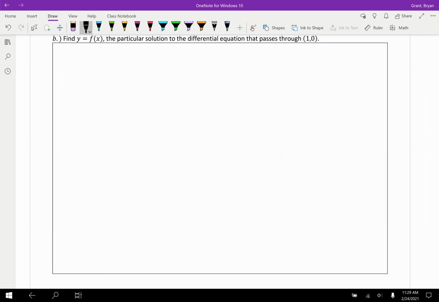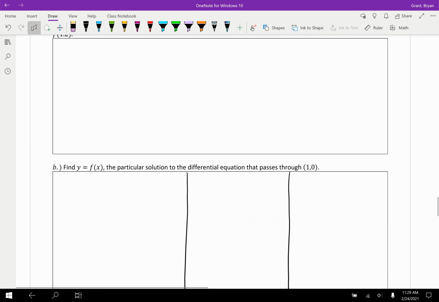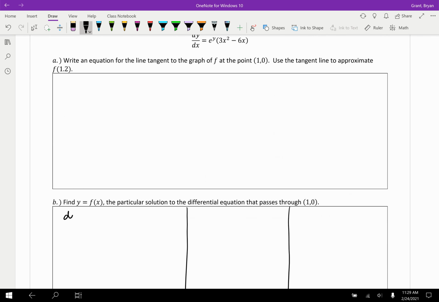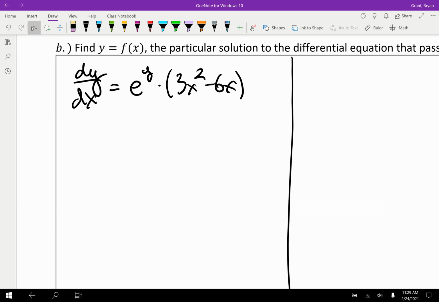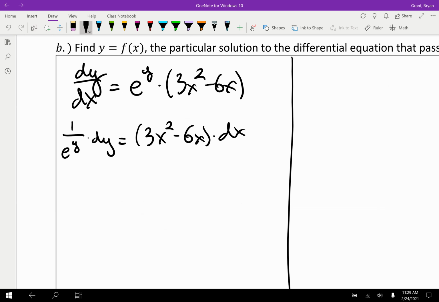Alrighty, so probably 3 columns again. I bet we won't even need 3 columns because I actually gave you enough space here, but that's fine. So dy/dx equals e to the y times 3x squared minus 6x. If we're finding the solution, we need to solve. We're going to have to separate our variables. I'm going to divide by e to the y on both sides and also multiply by dx on both sides.